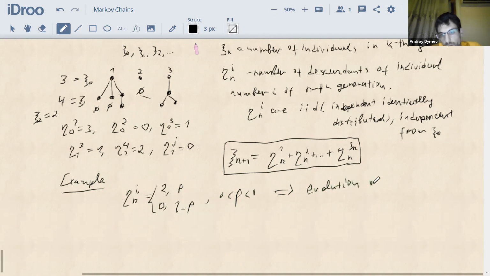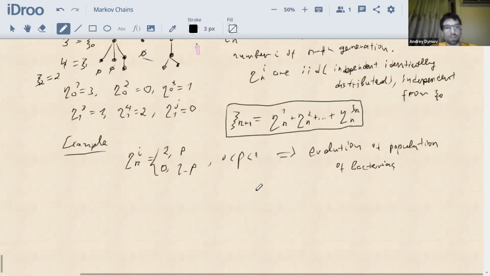Evolution of population of bacteria. Because look, what can bacteria do? Bacteria can die, or if it lives, then it divides into two bacteria. So this is exactly the situation. With probability P, it divides, it becomes 2 bacteria, and with probability 1 minus P, it dies.